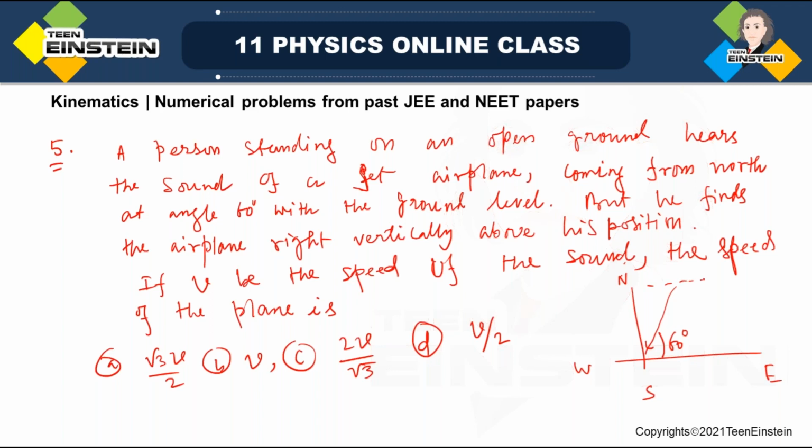Okay, so if I just break this into components, this also would give you 60 degree. But the airplane is vertically above his head. So then what will be the speed of the plane? That is what has been asked you to calculate. Just give a thought.